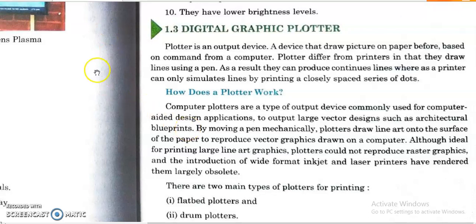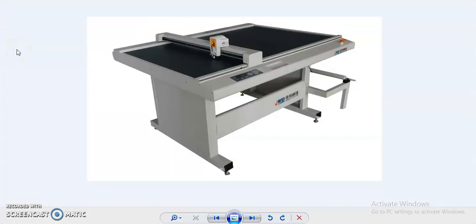So I have some images of plotters according to the types. So this is a flatbed plotter. Here we can put a canvas or a paper or a sheet over which we want to take a printout, and then it is called a flatbed plotter, and this is a head used to take the printouts.